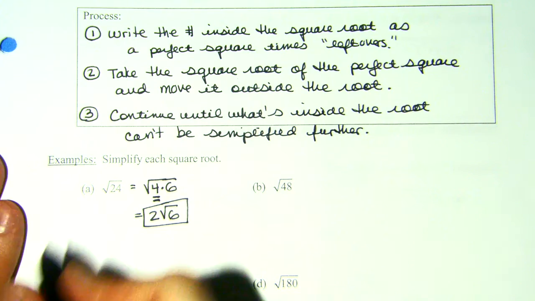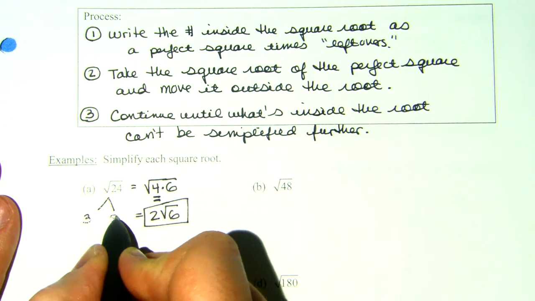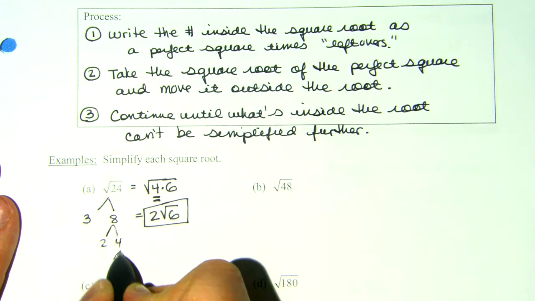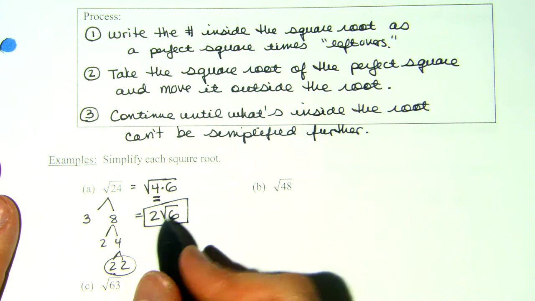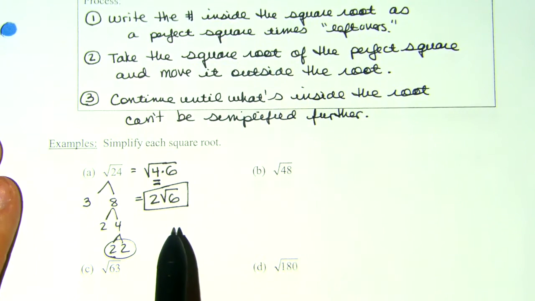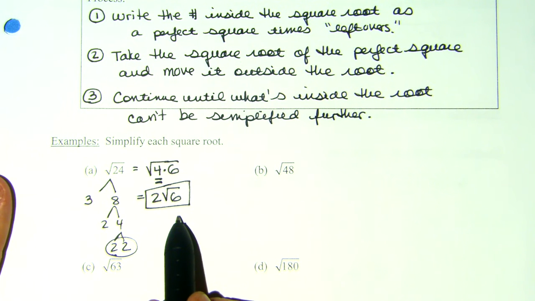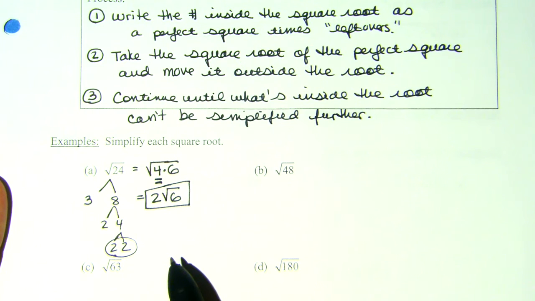So you might have seen this in Algebra 1 by making some trees, like a 3 and an 8 and a 2 and a 4 and a 2 and a 2, and then you circle the pairs. I would like to see if you can get used to this other method again, because it's going to make other types of roots later on a lot easier to deal with if we don't have to make those trees, but can just go through our list of perfect squares.